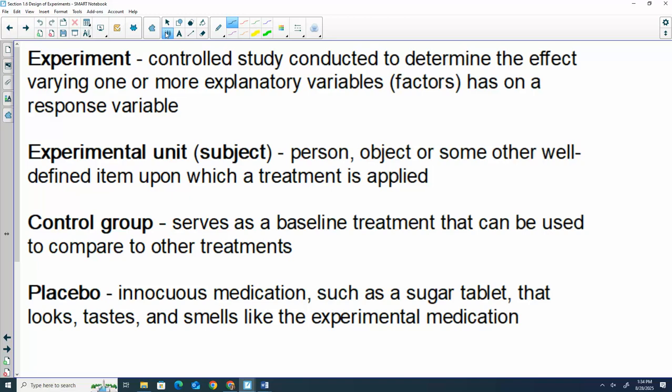Also, there's a mental component to a lot of things. They want to see, is it really the medication that's making you better, or is it just because you think you're getting treatment and that mental component is making you better? So a lot of times you might hear that term. Placebo is just something that looks like the other medication but isn't really a true medication.